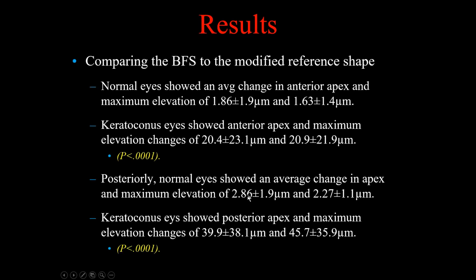Even more so on the posterior surface, where the change going from the standard reference surface to the enhanced reference surface was less than 3 microns. In the keratoconic eyes, it was roughly 40 and above microns. So again, highly statistically significant. So the elevation difference going from normal to enhanced reference surface was highly statistically significant in separating normal from keratoconic eyes.